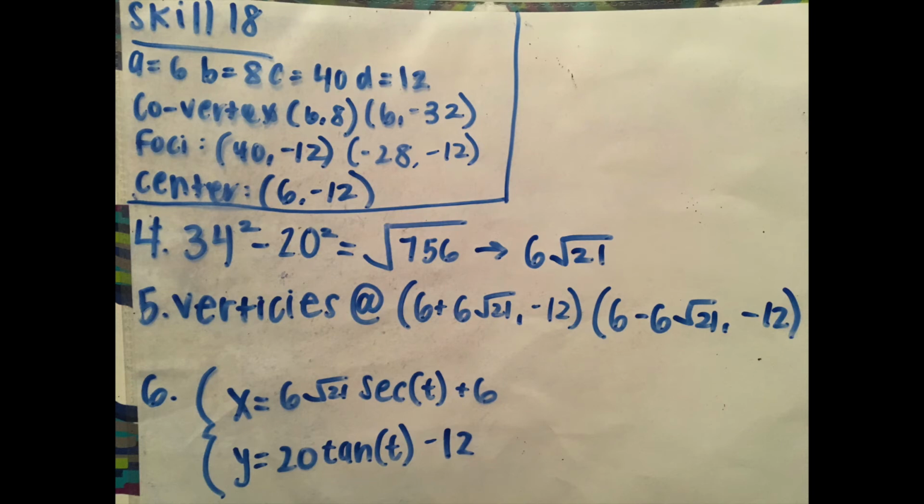For the tangent portion, I multiply tangent by 20 since that is the distance from the center to the co-vertices. I then subtracted 12 from the function since the hyperbola is moved 12 units down. So my final equations were x is equal to 6 square root 21 secant t plus 6, and y is equal to 20 tangent t minus 12.